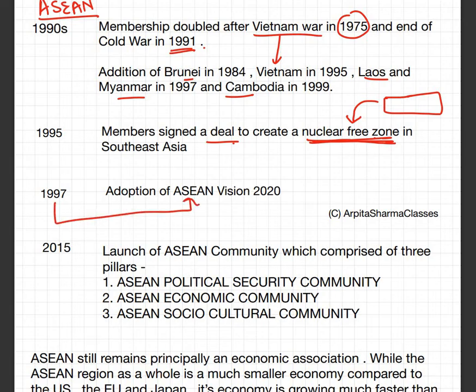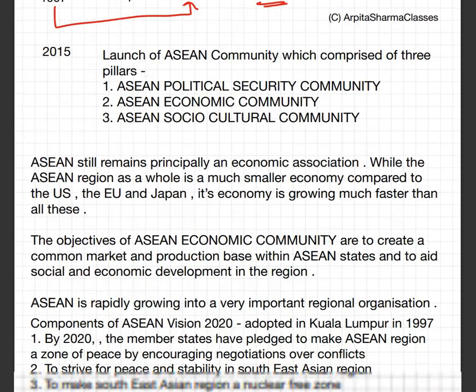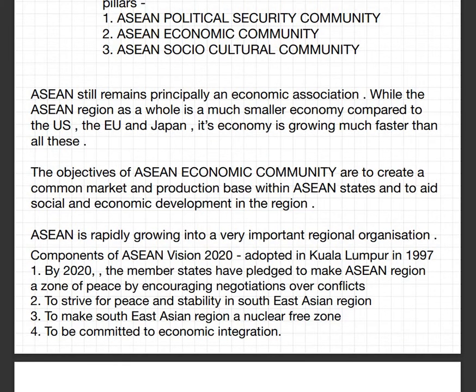Now 1995 में ना members of ASEAN signed a deal to create a nuclear free zone. So again they were focusing on a peaceful resolution of all the future conflicts and a peaceful environment for the citizens of all the nations by signing this nuclear free zone in Southeast Asia. 1997 में ASEAN Vision 2020 was adopted.